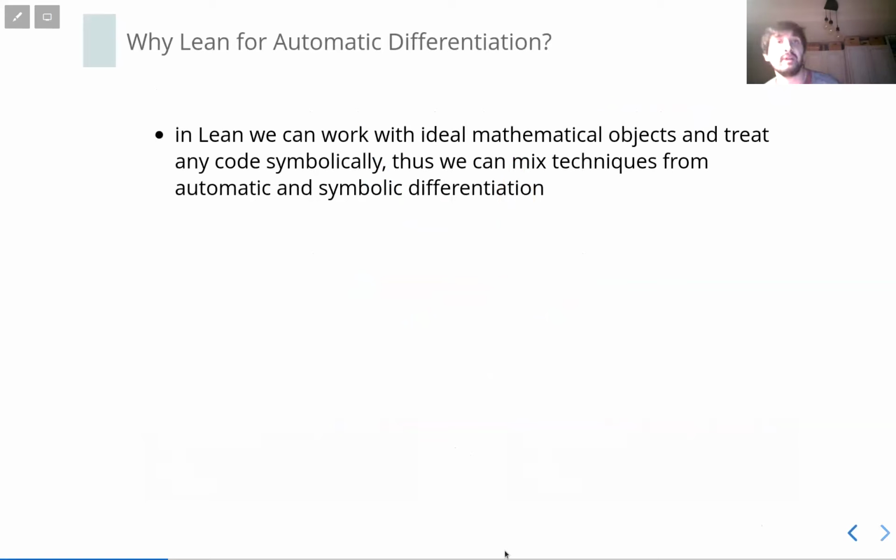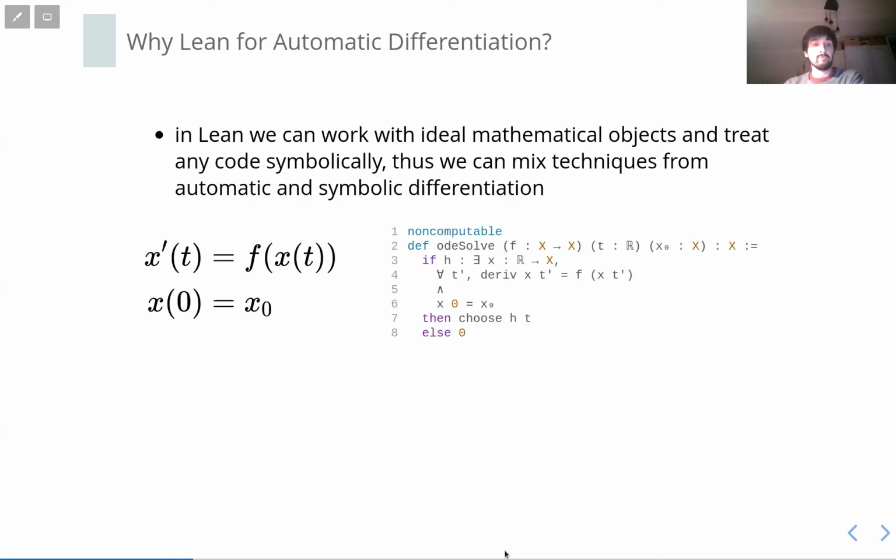So in general, my interest in using Lean for differentiation is that in Lean we can work with the ideal mathematical objects, and this, I think, really fluidly allows us to combine the symbolic computation and numerical computation. To give you an example, when we want to solve differential equations, we can define a function which is called ODE solve, which as an input is a definition of differential equation.